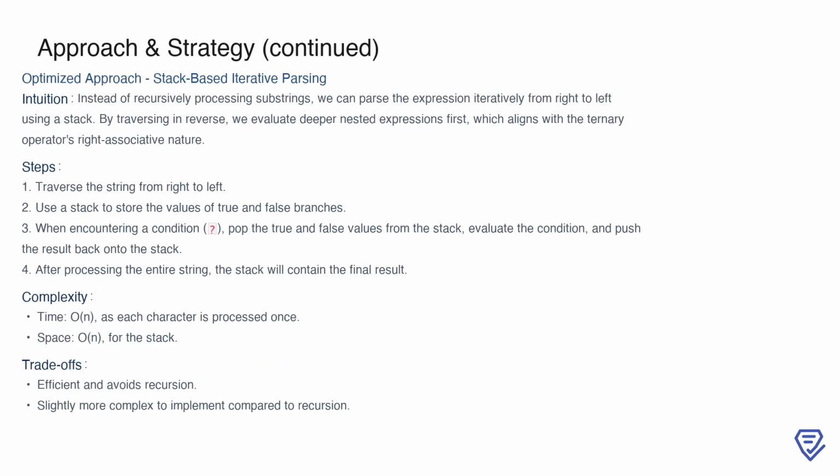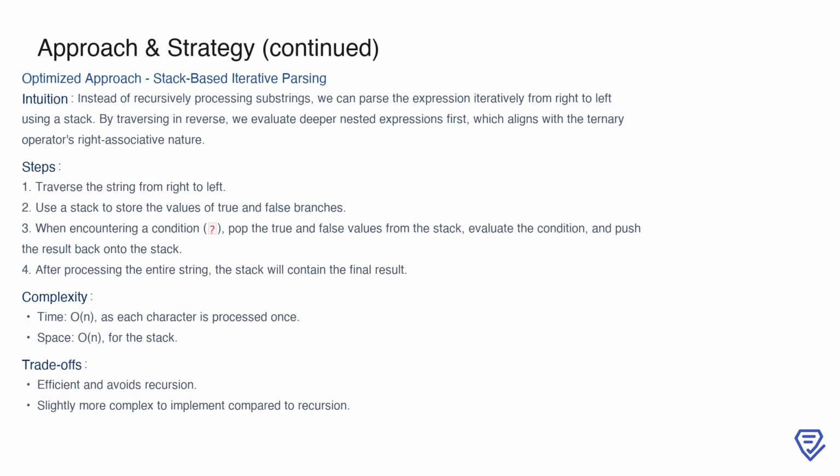Now, a more efficient solution involves a stack-based iterative parsing approach. This method eliminates recursion and processes the expression iteratively from right to left. Why traverse in reverse? Because the ternary operator is right associative, meaning deeper nested expressions are evaluated first. Here's how it works: as we traverse the string, we use a stack to store the results of true and false branches. When a condition is encountered, we pop the top two values from the stack, evaluate the condition, and push the result back onto the stack. By the end of the traversal, the stack contains just one value, the final result of the expression.